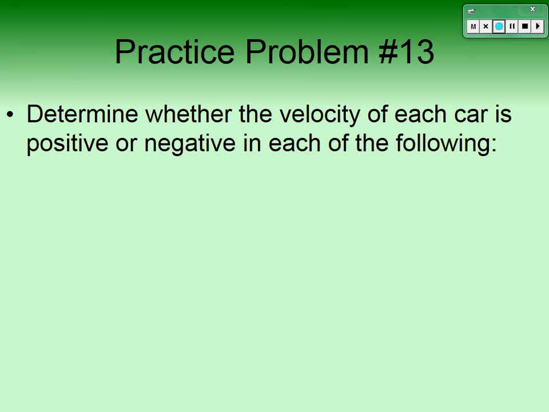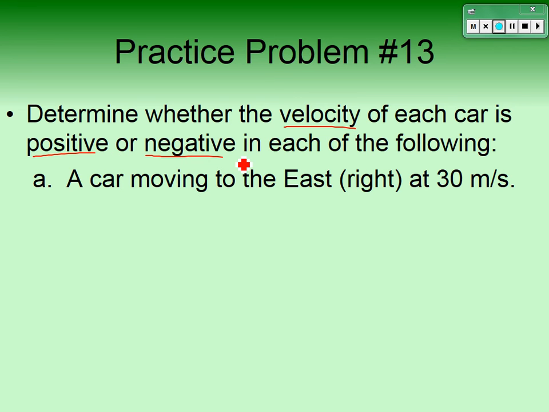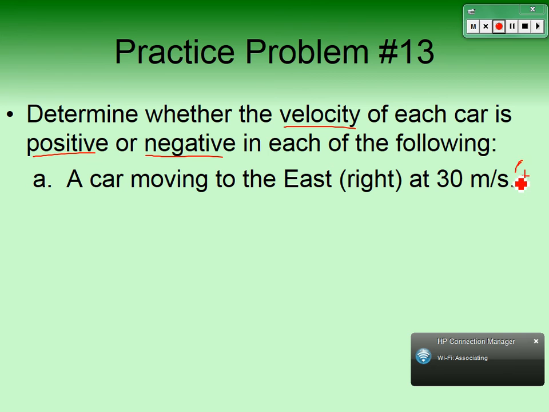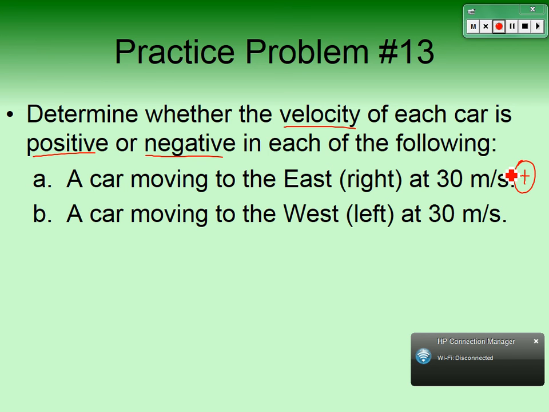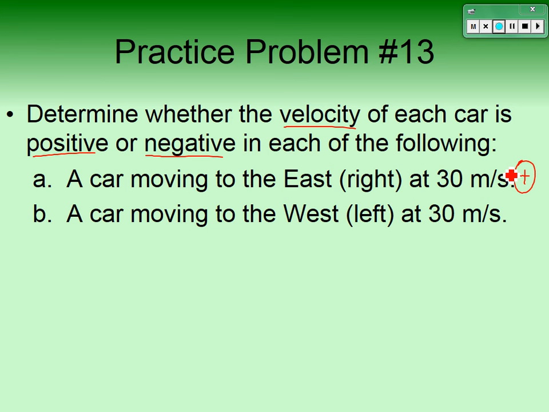Anyway, practice problem number 13. Determine whether the velocity of each car is positive or negative in each of the following. So we're looking at velocity and whether it is positive or negative in each of the following situations. Okay, let's go to part A. A car is moving to the east at 30 meters per second. So if it's going right, we talked about this last time. If a car is going to the right, it's going to have a positive velocity. Okay? B, a car moving to the west, it's going left. Well, if it goes left, it's going to have a negative velocity. So it would be negative 30 meters per second.